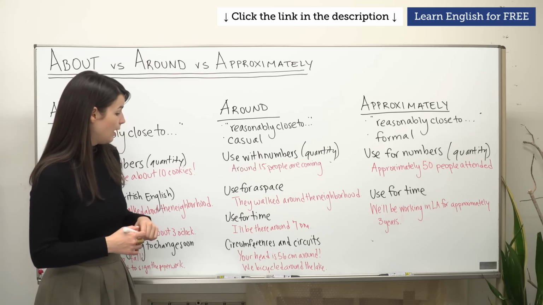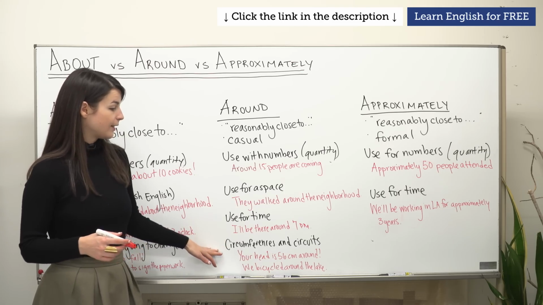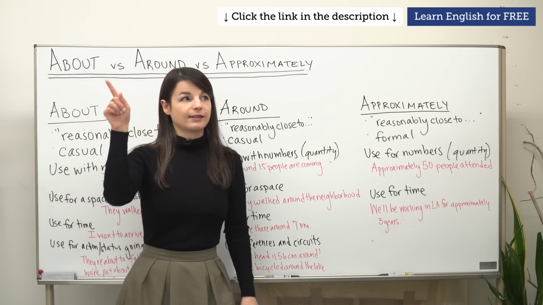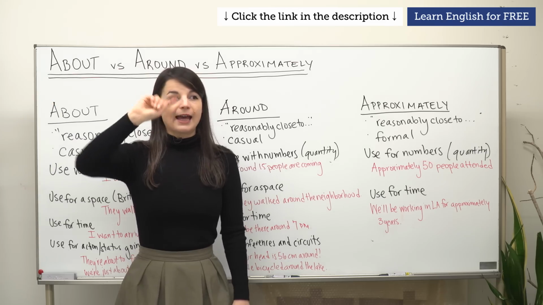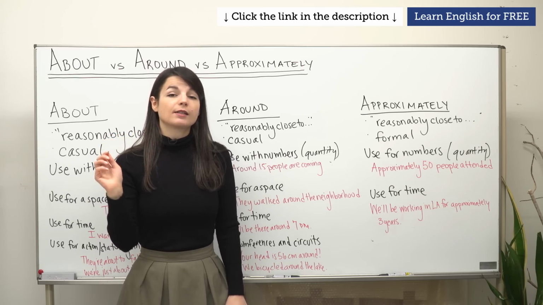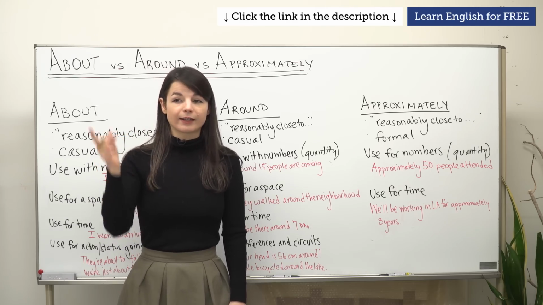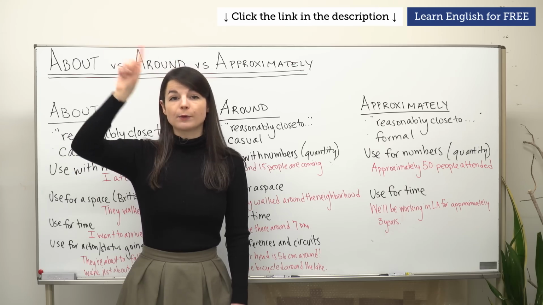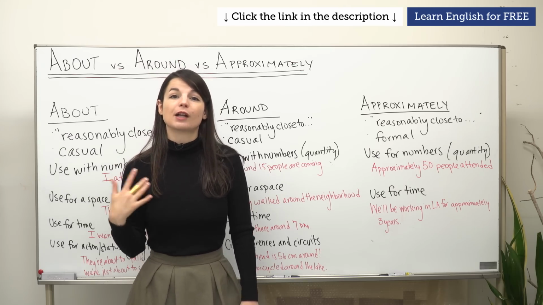Okay. Lastly, circumferences and circuits. So a circumference is the distance around something, and a circuit is like making a circle around something else. So when you want to talk about a circumference or a circuit, like making a circle, making a loop around something, you can use the word around.